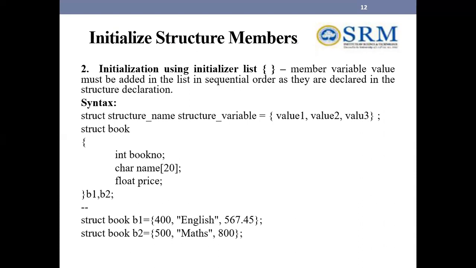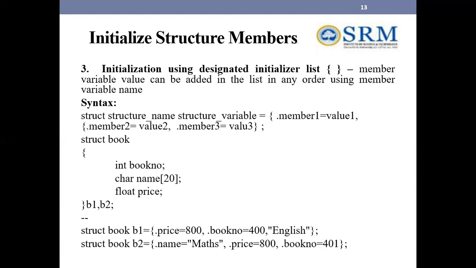So here, book is the structure name, B1 and B2 are structure variables, and book number, name, price are member variables. By using curly braces, we can assign the values for the structure member variables.